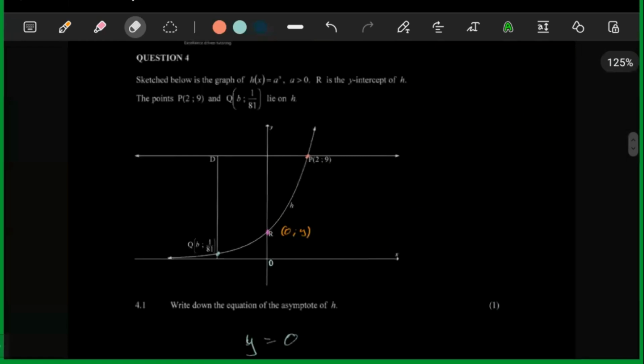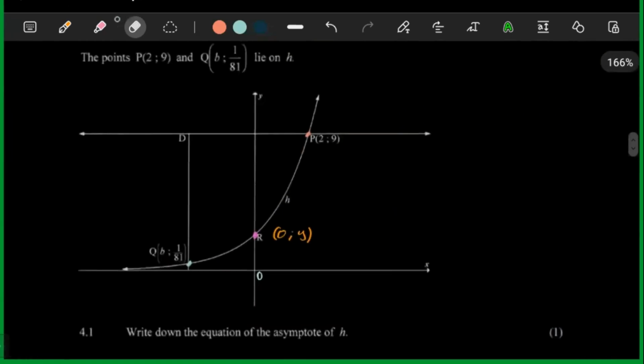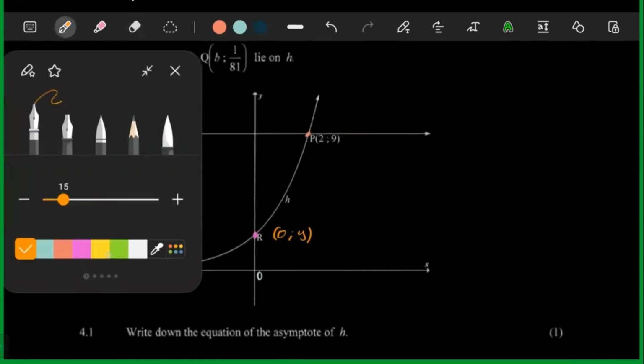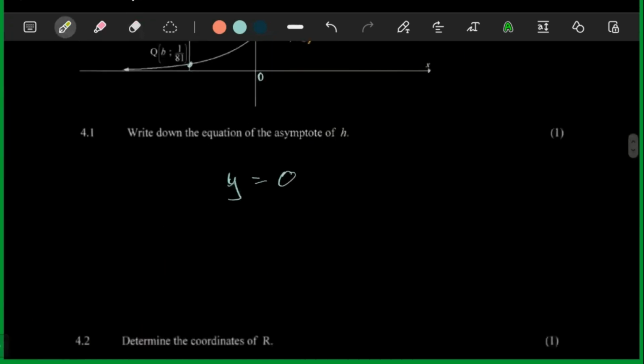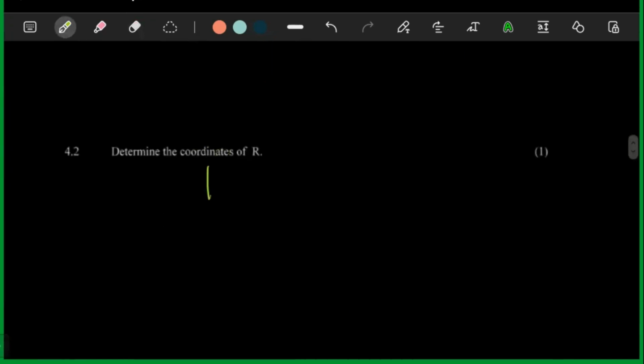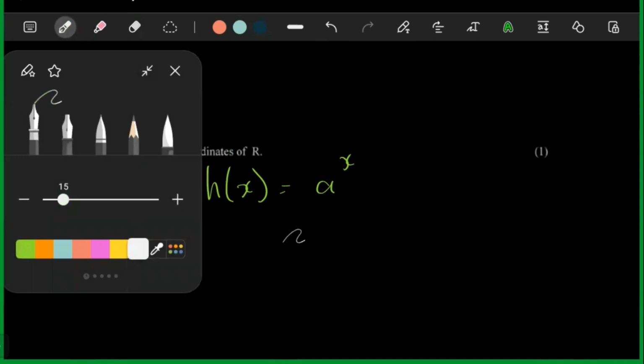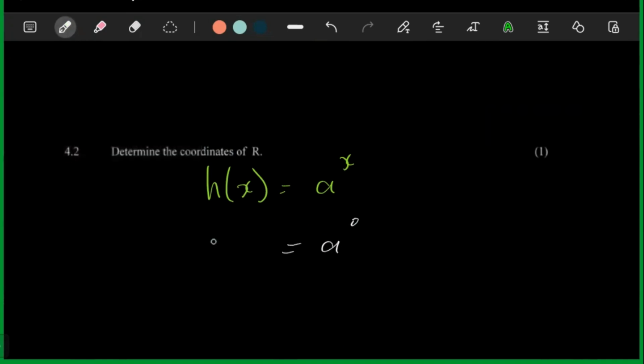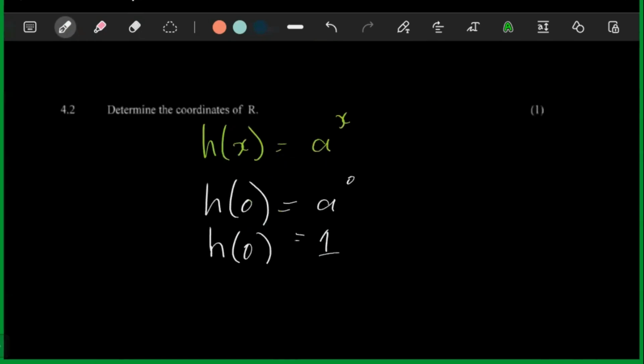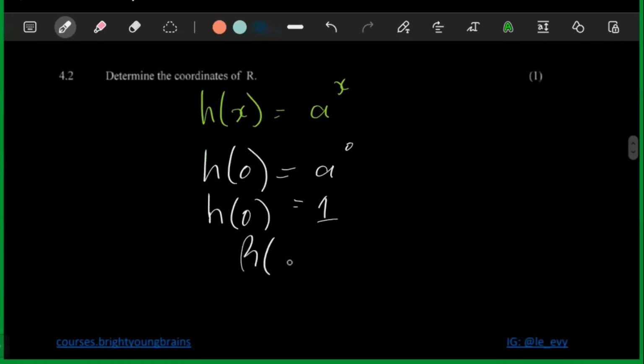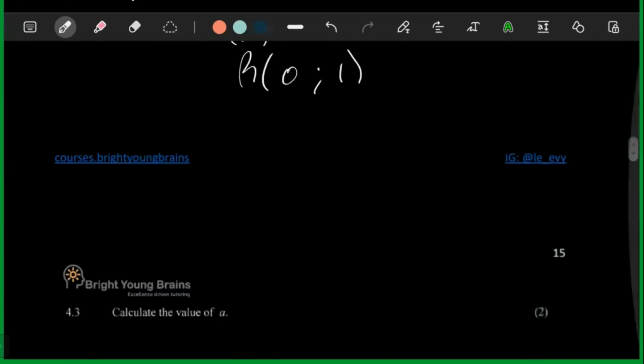In our equation, you'll be thinking, but we don't have a full equation. This is where going through multiple papers helps you, because you'll already know that it doesn't matter if you don't have a. As long as you put in a value of x as 0 here, you'll still get an answer, and that answer is 1. Because if the x value is 0, anything to the power of 0 is 1. So the coordinate of r has x value 0 and y value 1. That's why it's a 1 mark question.